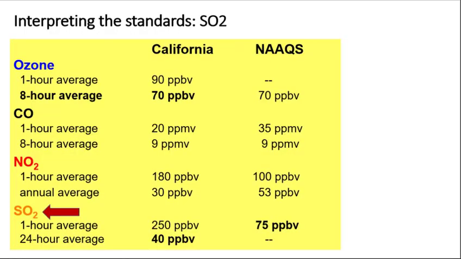We mentioned that these standards are based on health effects research and are designed to be protective for sensitive individuals. We attempt to make this point more clear now. We will first look at SO2, specifically the 1 hour NAAQS standard of 75 parts per billion, and the California 24-hour standard of 40 parts per billion.